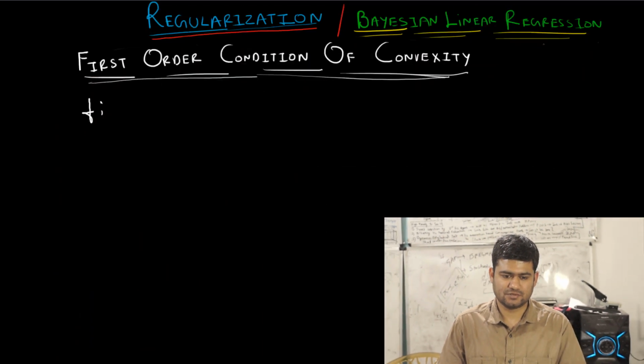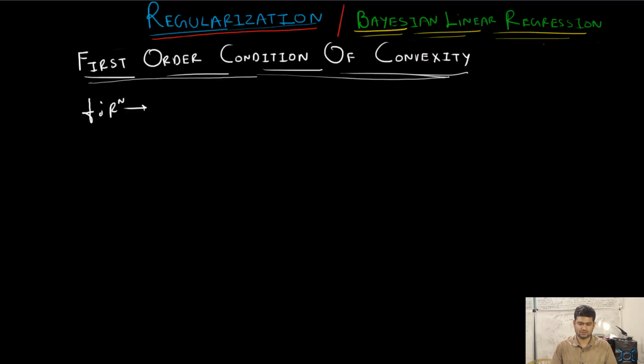So in this part of the lecture, we are going to discuss the first order condition of convexity of a function f. Let's consider that we have a function f, which is a mapping from an n-dimensional real vector to a scalar.